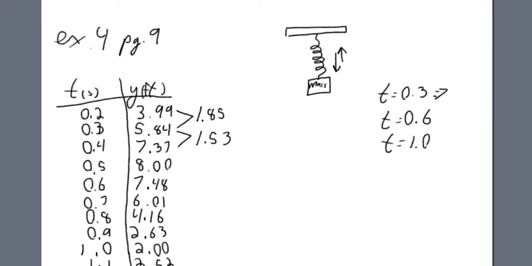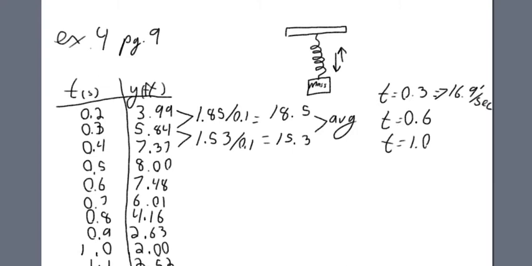Now, both of these is a change over 0.1 seconds. And so when I divide by 0.1, I get 18.5 and 15.3. Notice all I'm doing is moving the decimal over. Now, what I want is the average of these two, so I'm going to add them up, divide by 2, and that will be my average rate of change, which winds up being 16.9 feet per second.